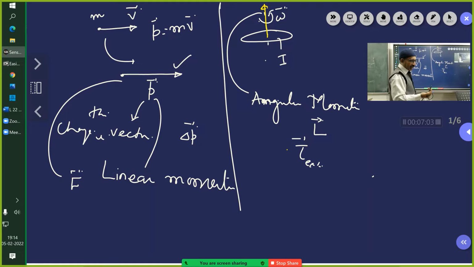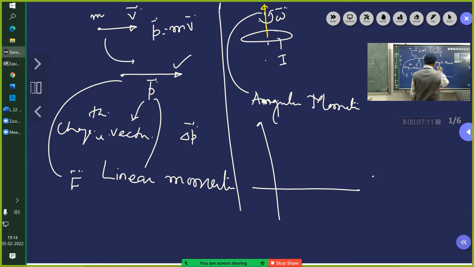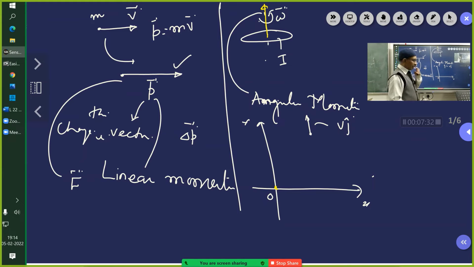Of course, I am showing you a wheel. Otherwise, you see, now supposing I have a y-axis and an x-axis, and this is my reference point O, and I have a particle here which is having velocity V j cap. This is the point of reference. Now, there is mass for this particle. Does this particle have angular momentum with respect to O?